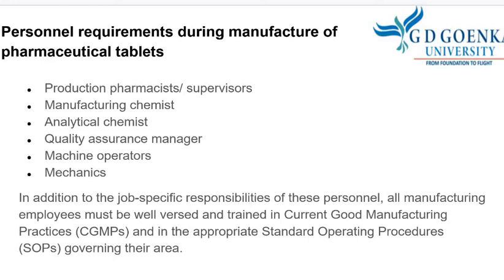The personnel requirements during the manufacture of pharmaceutical tablets include production pharmacist, manufacturing chemist, analytical chemist, quality assurance manager, machine operators, and mechanics. In addition to the job specific responsibilities of these personnel, all manufacturing employees must be well versed and trained in current good manufacturing practices and in the appropriate standard operating procedures governing the area.